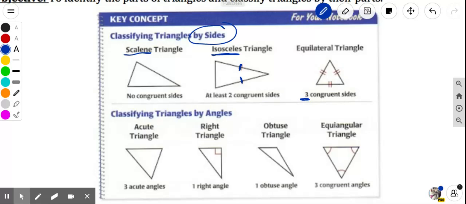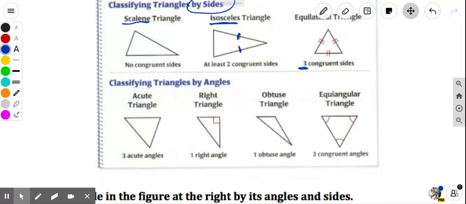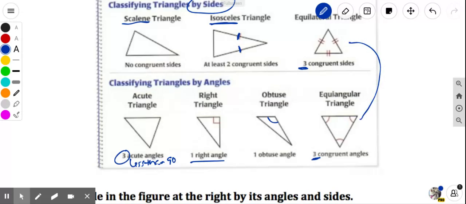Classifying a triangle by its angles, we look at the measures of the angles. So an acute triangle is when all 3 angles are acute, meaning remember less than 90. A right triangle is when you have one right angle and then the other 2 are acute. An obtuse triangle is when you have one obtuse angle and then the other 2 are acute. And then equiangular is when all 3 angles are the same. Equilateral and equiangular go together. So if a triangle is equilateral, all the sides are the same, all the angles are automatically the same.